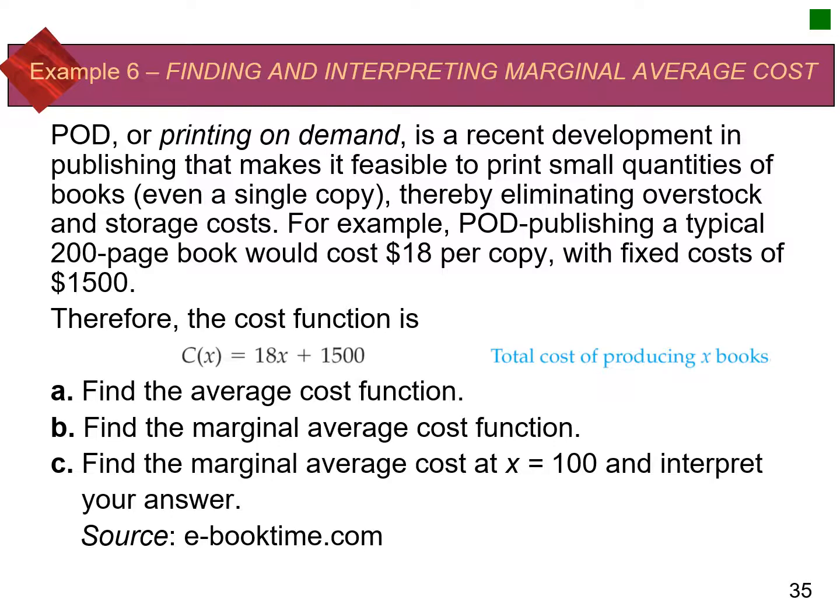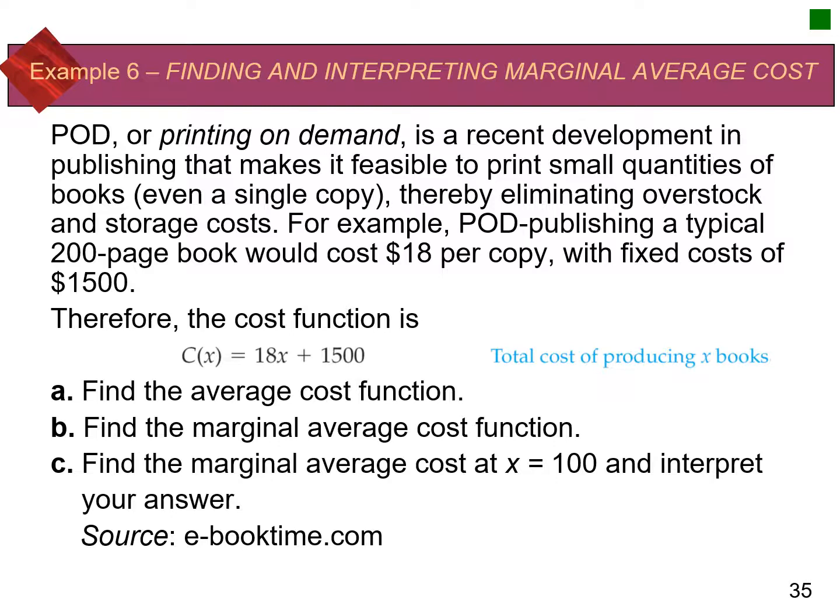They want you to find A, the average cost function. B, find the marginal average cost function. And C, find the marginal average cost at x equals 100 and interpret your answer. So let's walk through each part of this solution.